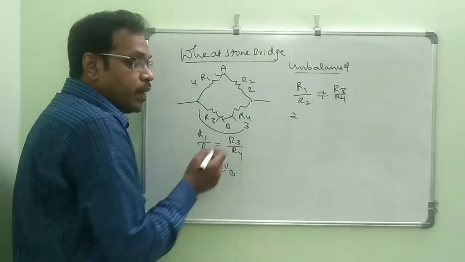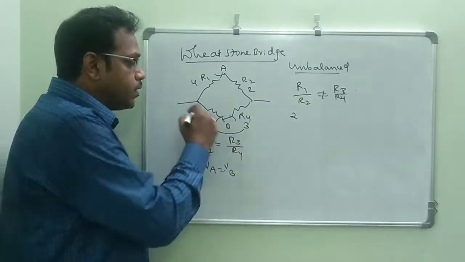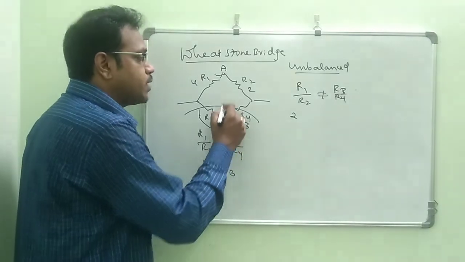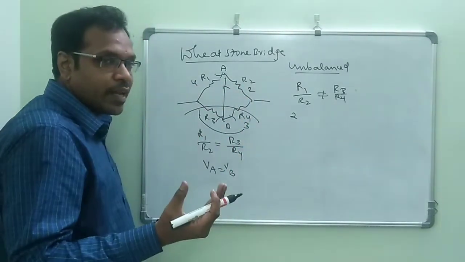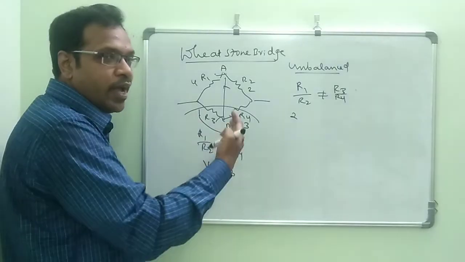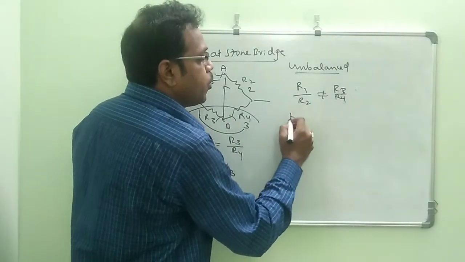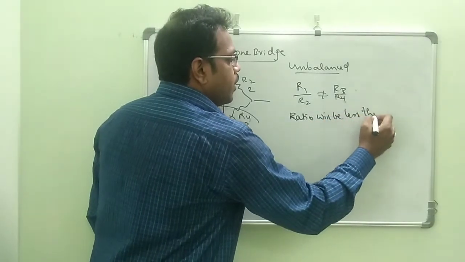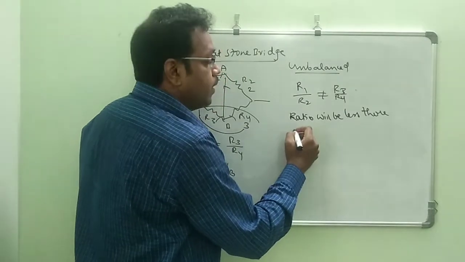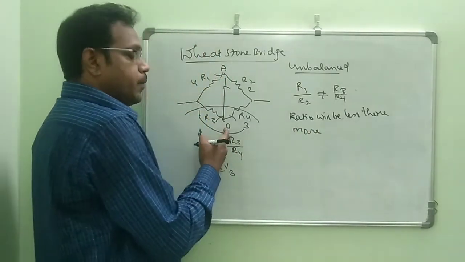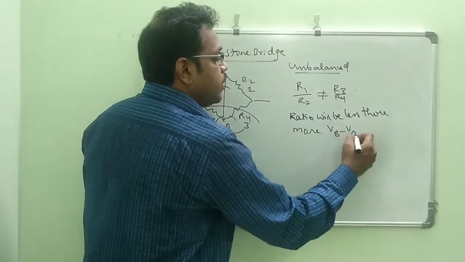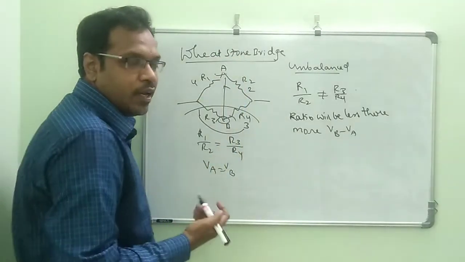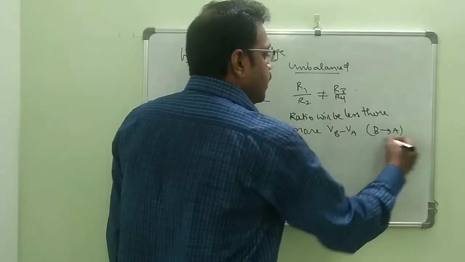So this ratio 1 by 3 is less. Where the ratio is less, their potential will be more. So you will get the direction like this. They will ask the current direction, or the potential difference from where to where, which is high. So where the ratio is less, there we need more potential. So more potential is at B. So VB minus VA. Otherwise current goes from B to A. Like that we will give the directions, B to A.